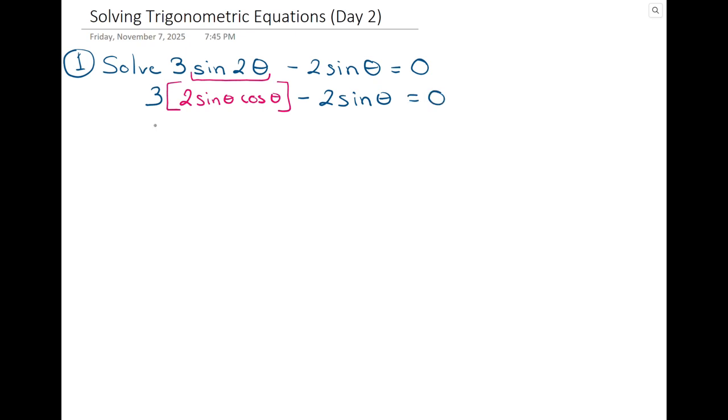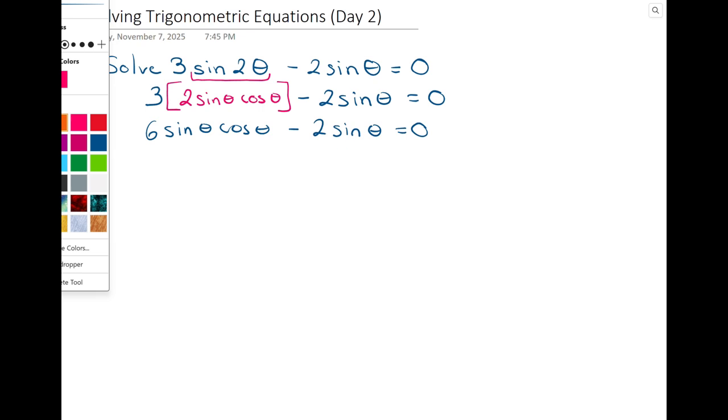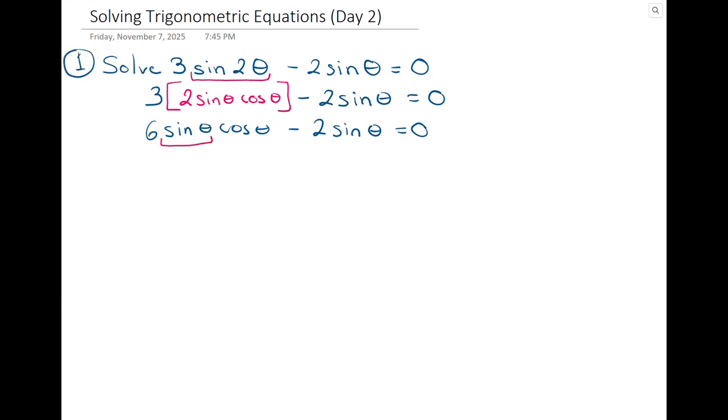Okay, now I'm going to distribute that 3, so it's going to give me 6 sine theta cosine theta minus 2 sine theta equals 0. And at this point, I'm thinking, okay, well, there is still something I could be doing. I have a sine here and a sine here. I could be factoring this out. And in fact, I have a factor of 2 here, and there is a factor of 2 in that 6, right? Because 6 is 2 times 3. So I'm going to factor out 2 sine theta. And so 6 divided by 2 will be 3, so 3 cosine theta. And then 2 sine theta divided by 2 sine theta will be 1. So minus 1.